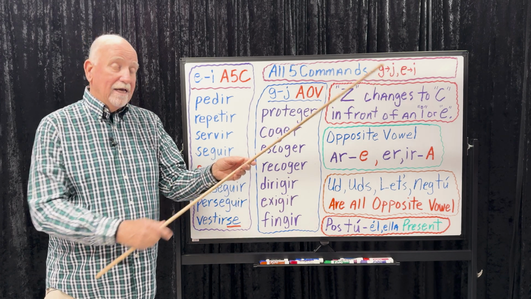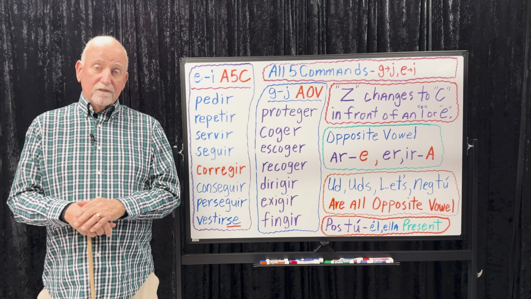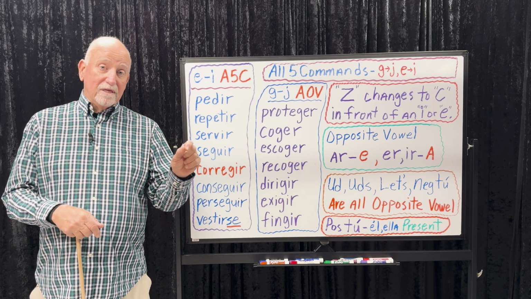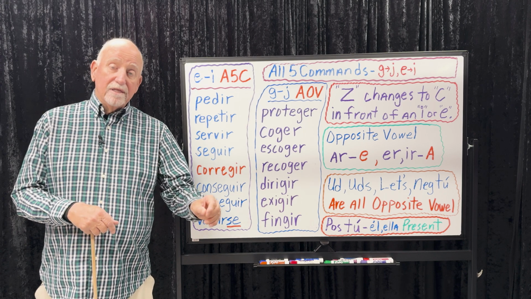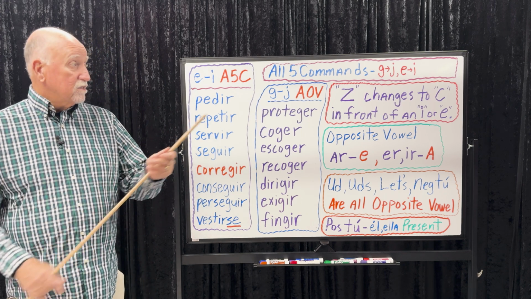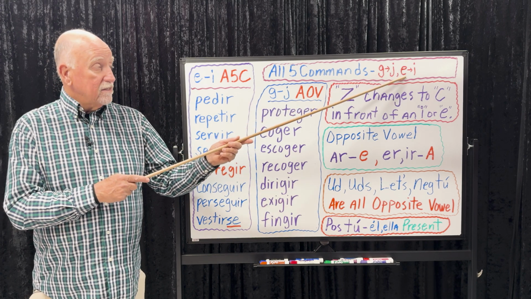The E to I in the present tense is all but nosotros. Take the verb like pedir, to ask for something. It's pido, pides, pide, but the we form is pedimos. It doesn't stem change. And then piden, all but nosotros. So in the present tense, the G to J is only the yo form. The E to I is all but nosotros.